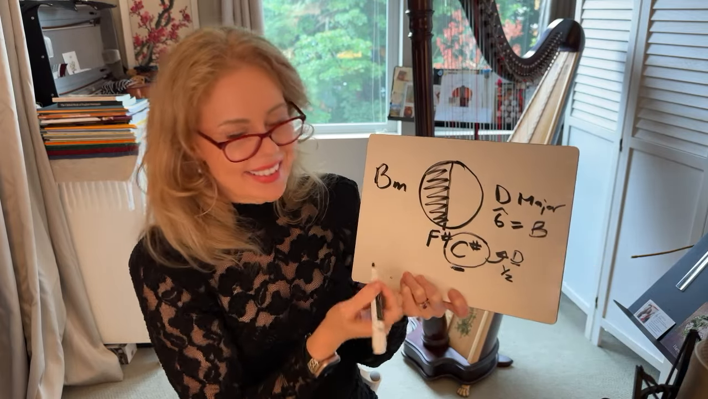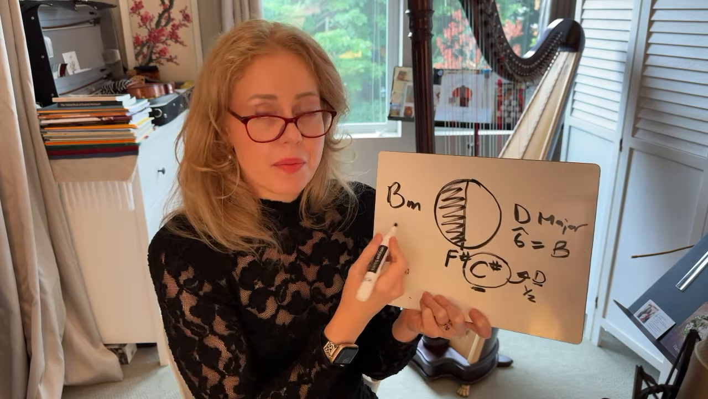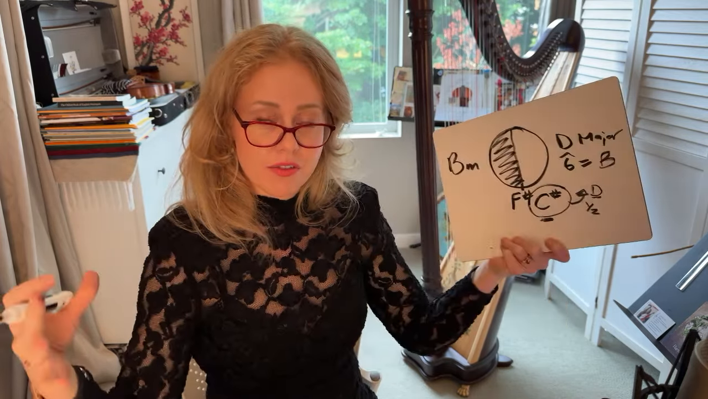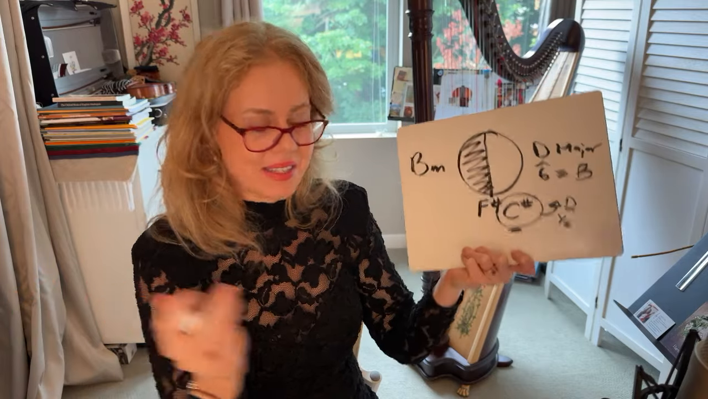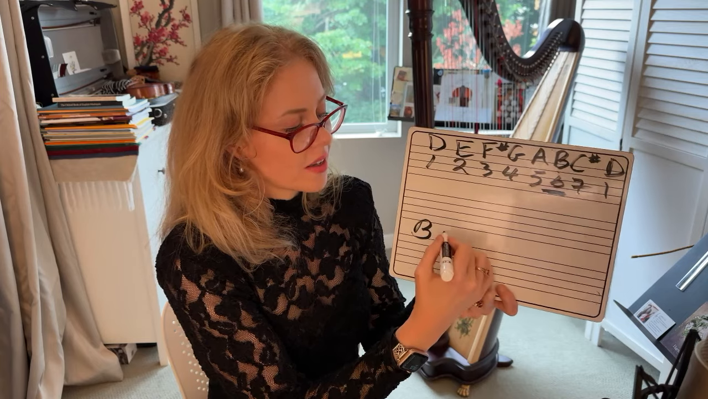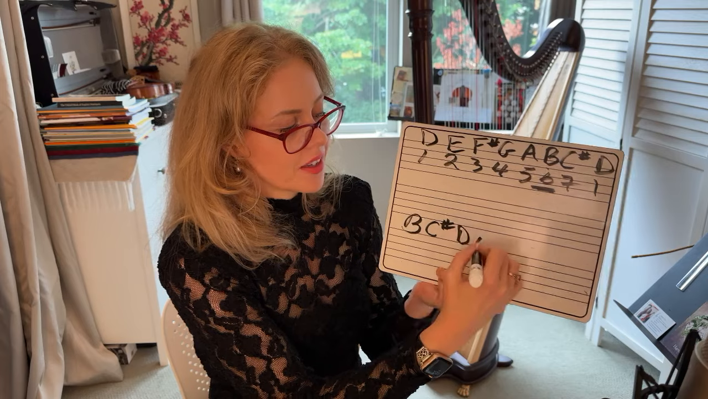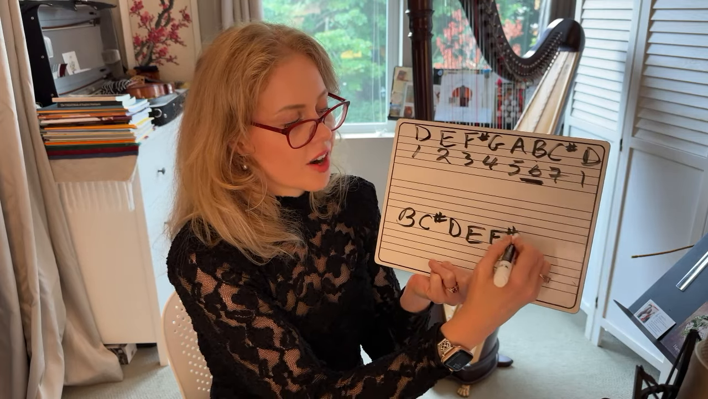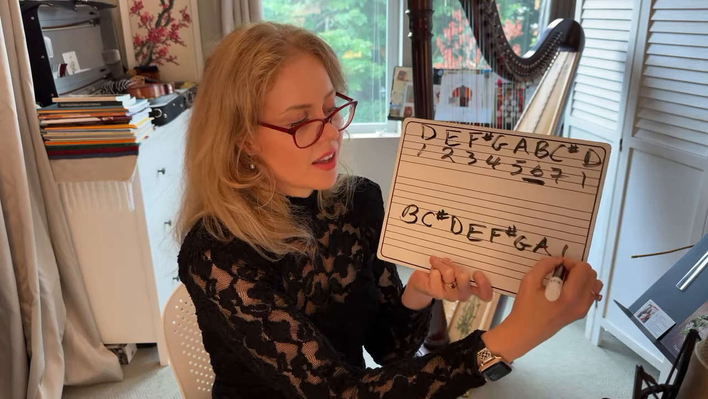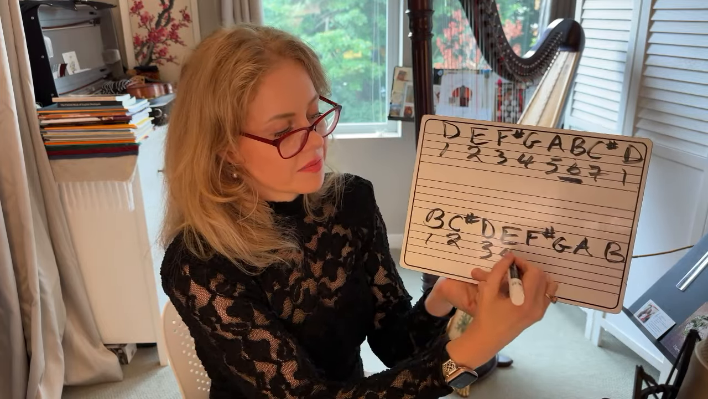Not B flat. B flat refers to the note. B minor refers to a quality of many notes, or three notes at least. So B minor, we're gonna start on the note B, plug in our two sharps. We have a C sharp, B, C sharp, D, E, F sharp, G, A, B. And we'll put in our scale degrees.